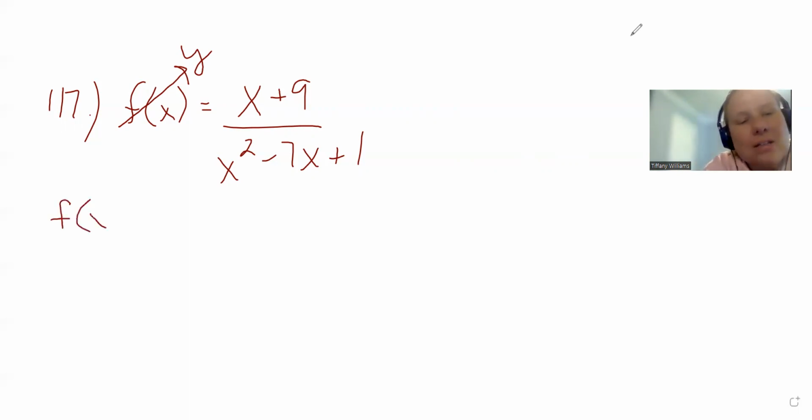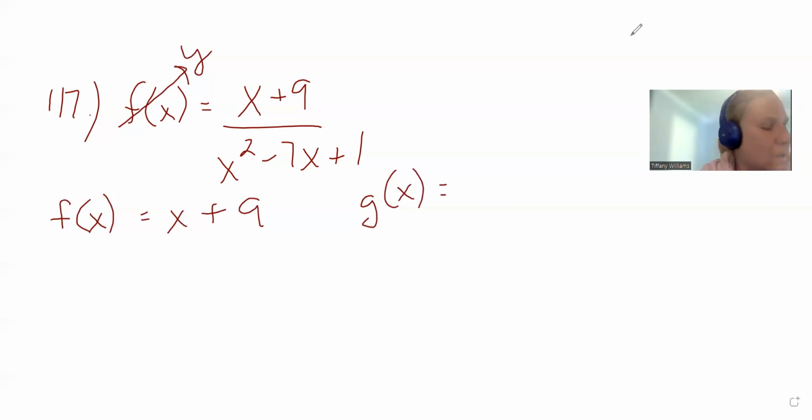So f of x, according to the formula, is represented by what's in the numerator, which in this case is the x plus 9. G of x is represented by what's in the denominator, which in this case is x squared minus 7x plus 1. So now I also need to find f prime of x.